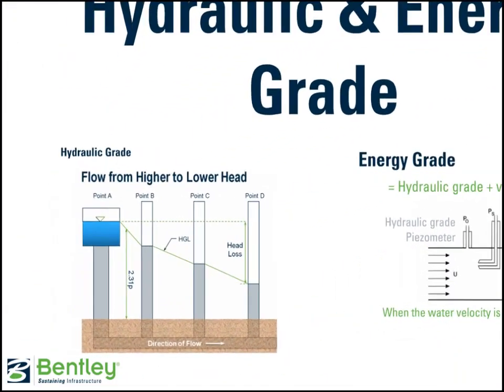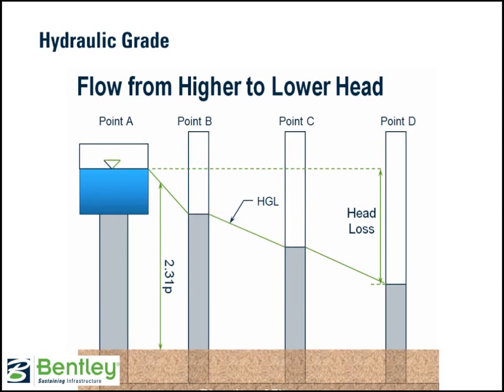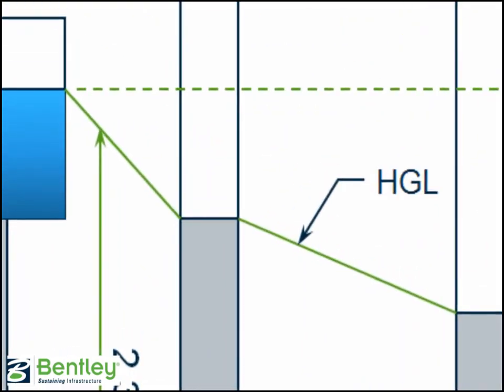The hydraulic grade is the sum of the pressure head and the elevation head. In a pressure pipe, the hydraulic grade represents the height to which a water column would rise in a piezometer, which is a tube open to the atmosphere that measures static liquid pressure. When the hydraulic grade is plotted as a profile along the length of a pipe, it is referred to as a hydraulic grade line, or HGL.